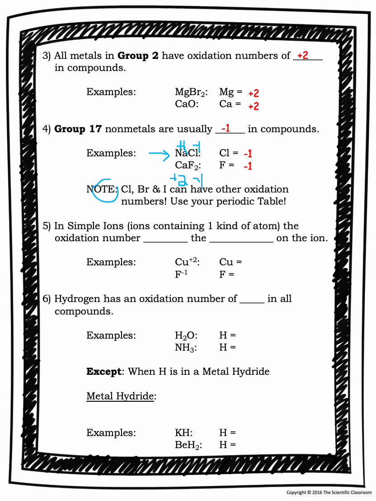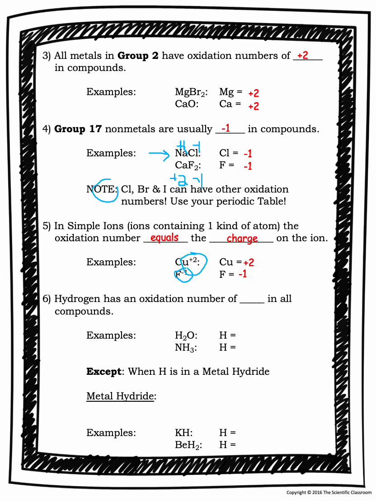Okay, then rule number 5. In simple ions, so ions that have 1 atom, like this copper 2+ or this fluorine 1-, these are called simple ions. They're not hooked with anything else, but they're not neutral. They have a charge. Okay, the oxidation number is going to be equal to the charge on the ion. So if it says copper 2+, then the charge on that copper is +2. And if it says fluorine 1-, then the charge on that fluorine is -1. Okay, these ones are really, really simple. If it tells you the charge, that's what the oxidation number is.